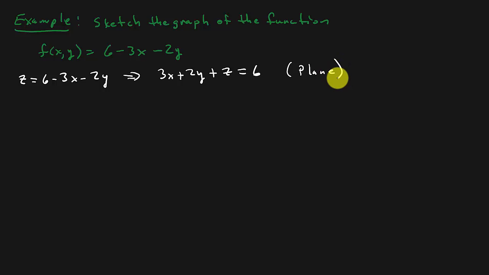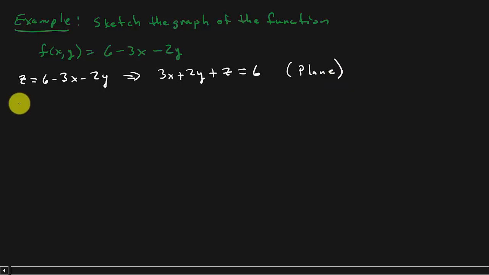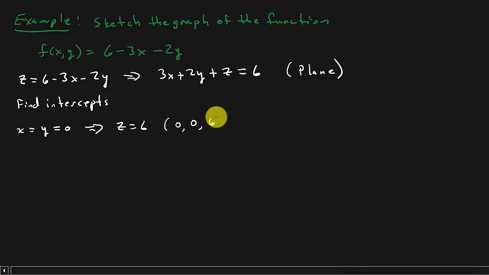All right, now let's sketch a portion of the graph. What I'm going to do here is find intercepts. So let's do that. I'm going to start out by saying x equals y equals 0. I'm going to let x and y equal 0. So if I plug 0 in for x, 0 in for y, that's all 0. I get z equals 6. And so that gives me the point 0, 0, 6.